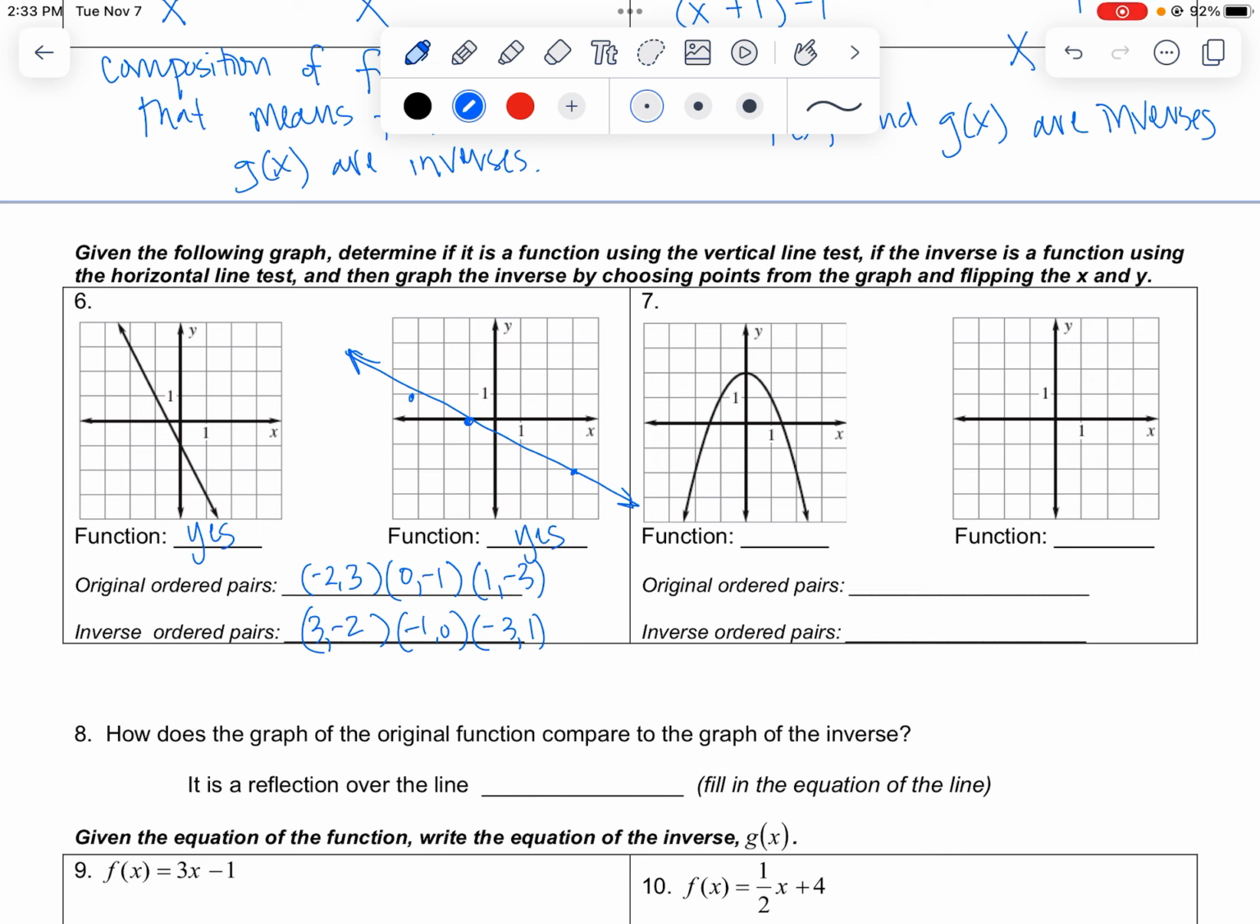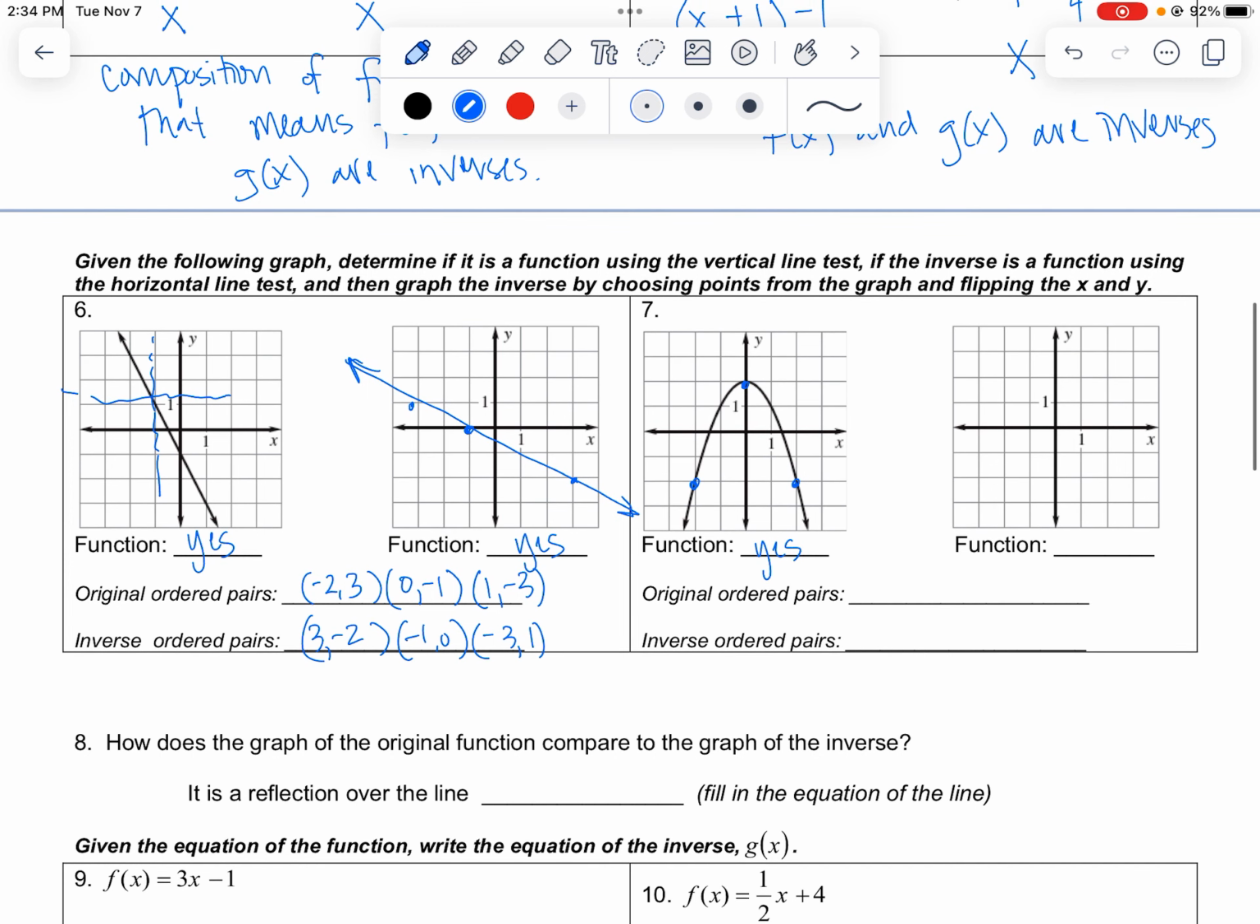Here we go. The original would pass the vertical line test, but it would also pass a horizontal line test, which means that its inverse will also be a function. Now, in number 7, is that upside down parabola a function? Yes, it is. It will pass the vertical line test, and every x value is paired with only one y value. The x's never repeat. So the ordered pairs here, let's go with these 3 ordered pairs, which are pretty easy to see. So that's going to be -2, -2, 0, 2, and 2, -2.